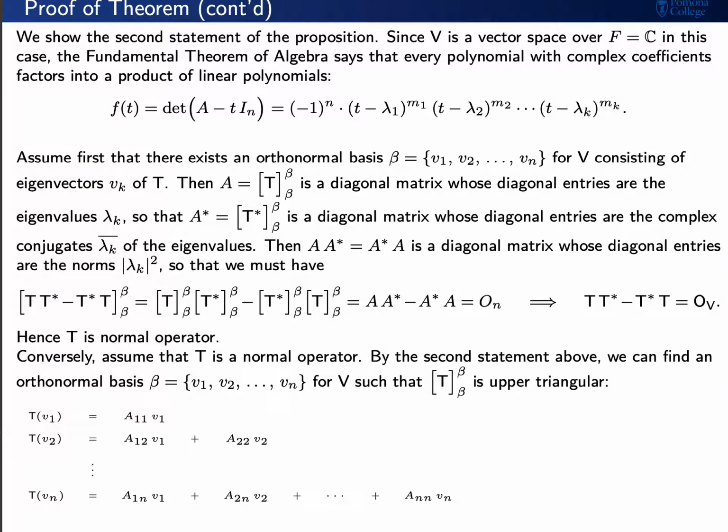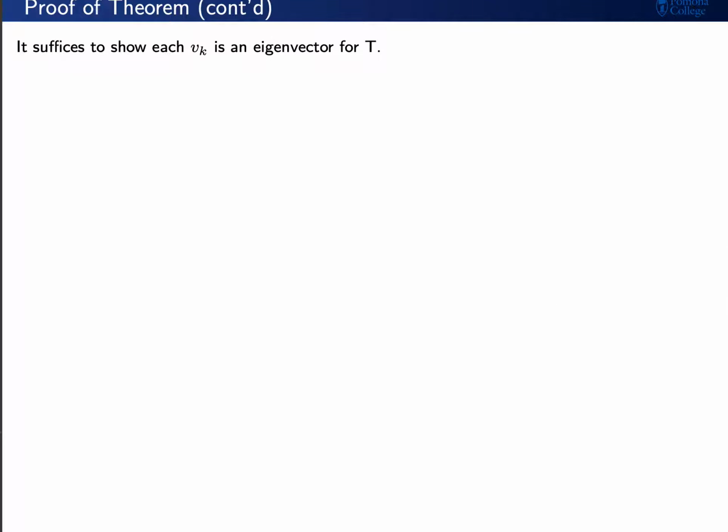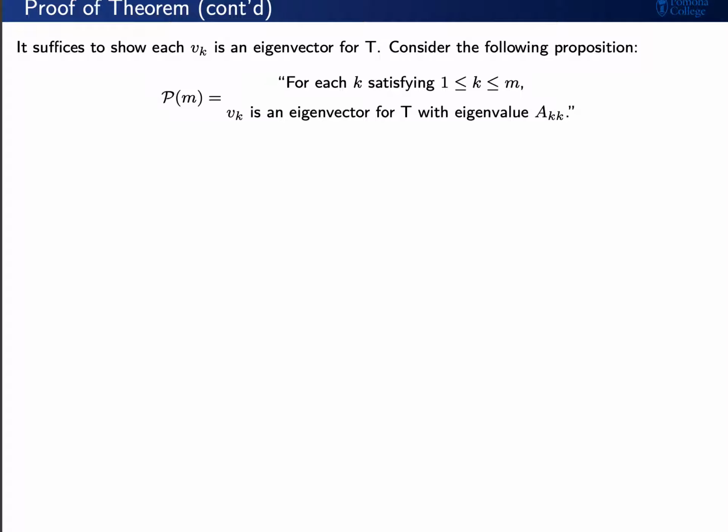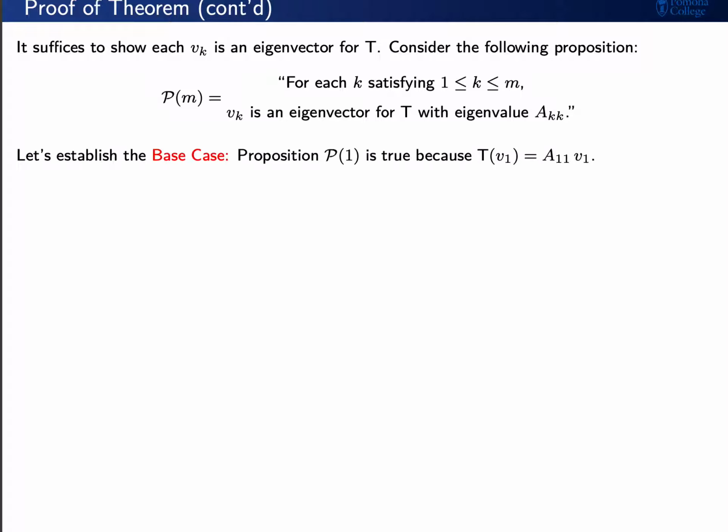Conversely, let's assume that T is a normal operator. By the statements above, we can find an orthonormal basis of our vector space V such that the matrix representation of T is upper triangular. It suffices to show now that each vector v_k must be an eigenvector for T. We'll do this by induction. We'll denote P(m) as the following statement: for each integer k between 1 and m, our vector v_k is an eigenvector of T with eigenvalue a_k. Let's establish the base case.